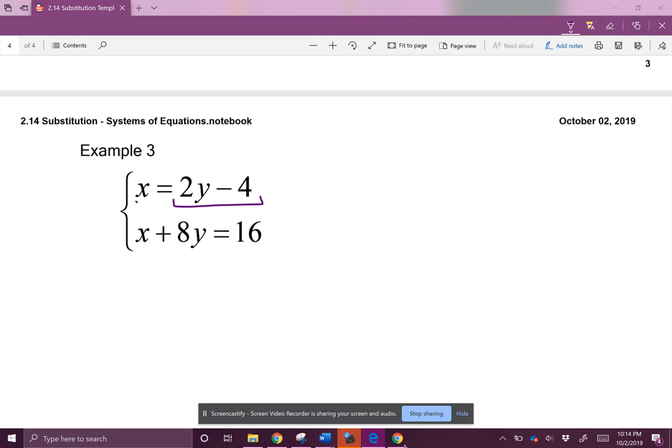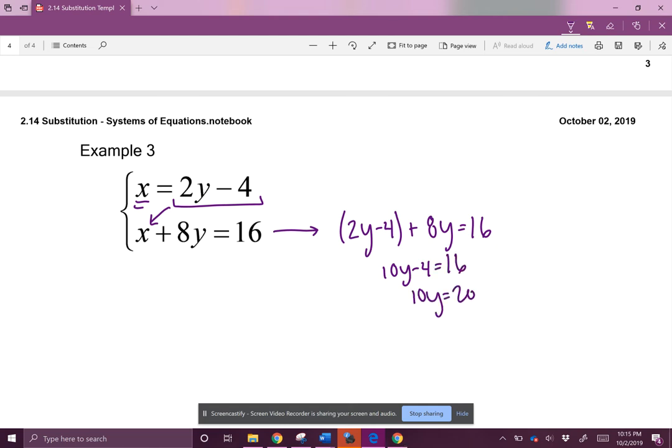Since I know that x is also equal to 2y minus 4, when I write this equation out again, instead of x, I'm going to write 2y minus 4 plus 8y equals 16. Again, I substitute the quantity 2y minus 4 in for x, since I know they're equal to each other. Combining like terms, that would be 10y minus 4 equals 16. I add 4, that would be 10y equals 20, and I divide by 10, I get y equals 2. So my first part of my solution is 2 for my y coordinate.